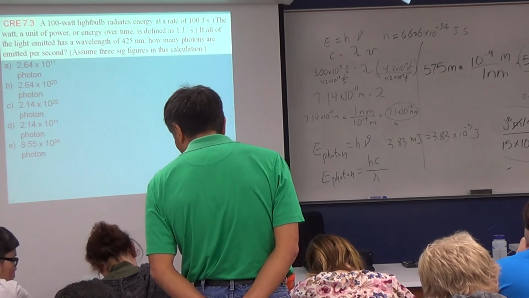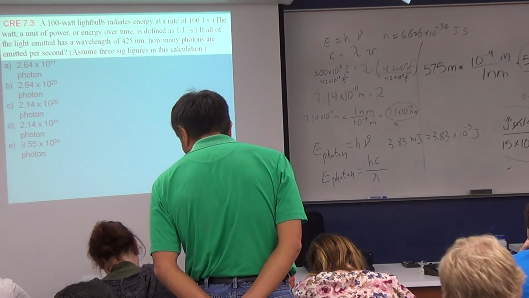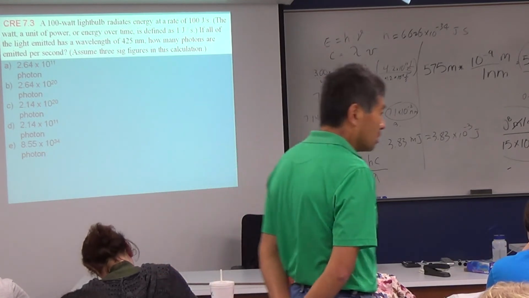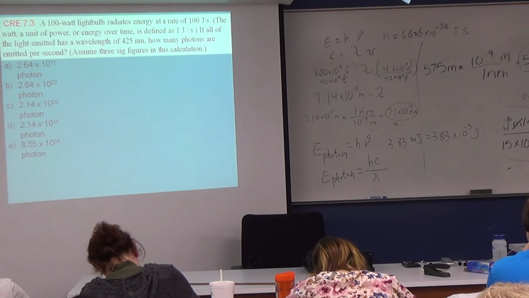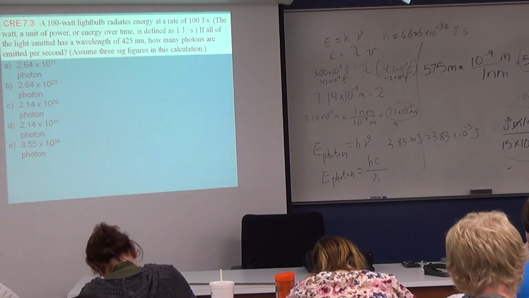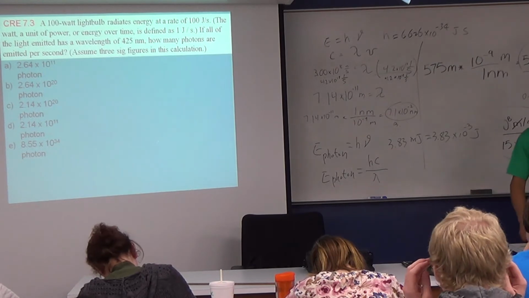Write that number out. That number has 10 to the negative 19. Right, I think the answer is C, that's right. Any questions?